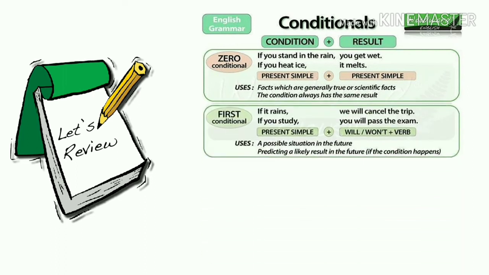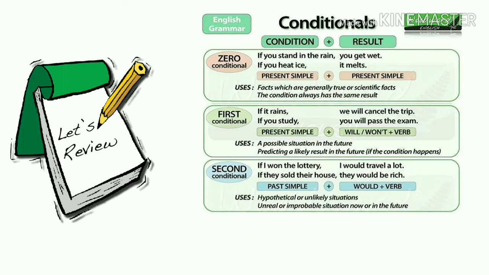First conditional. If it rains, we will cancel the trip. If plus present plus will or won't plus verb. A possible situation in the future. It's predicting a likely result in the future. If the condition happens, something will happen in the future.